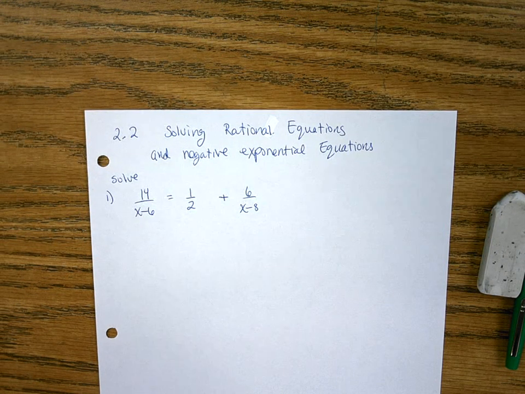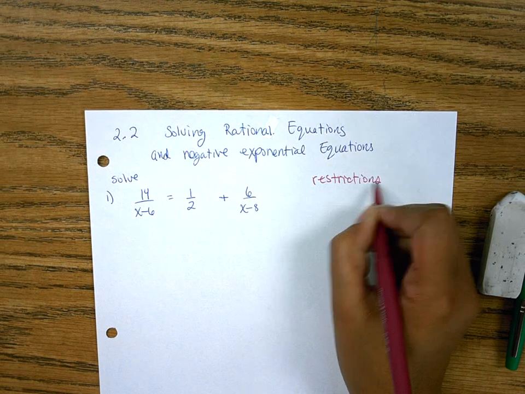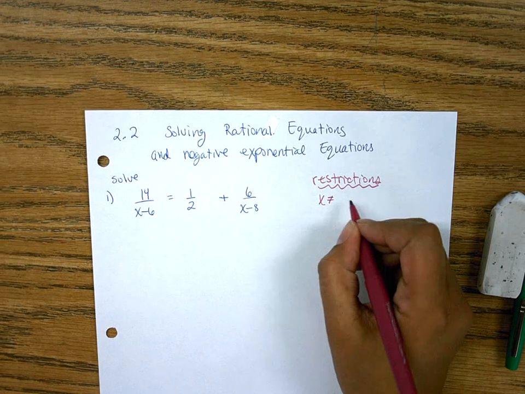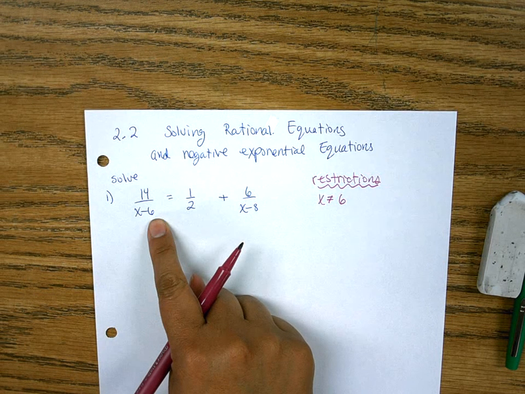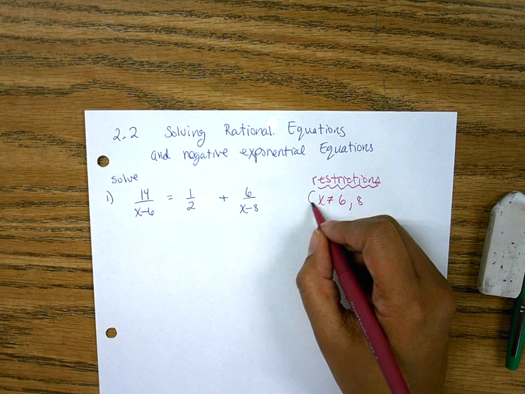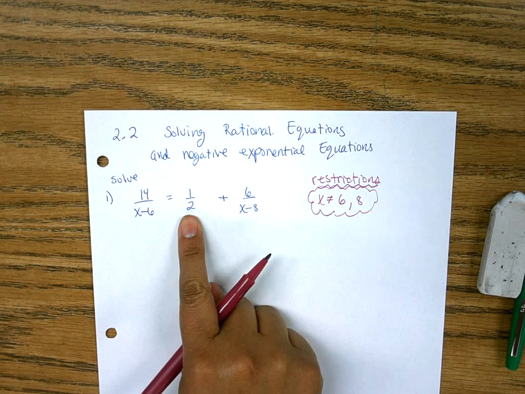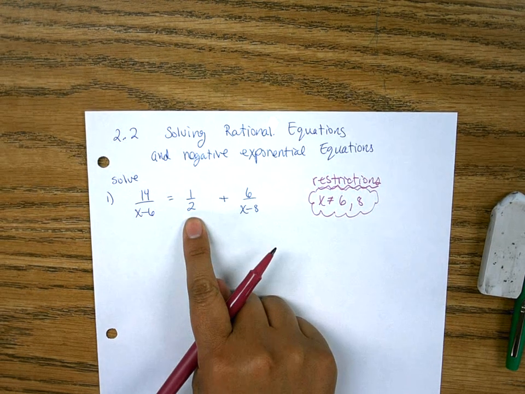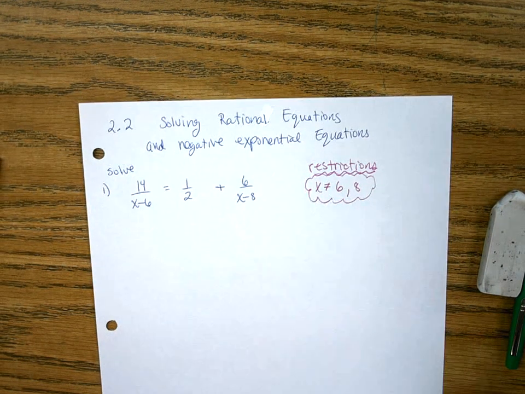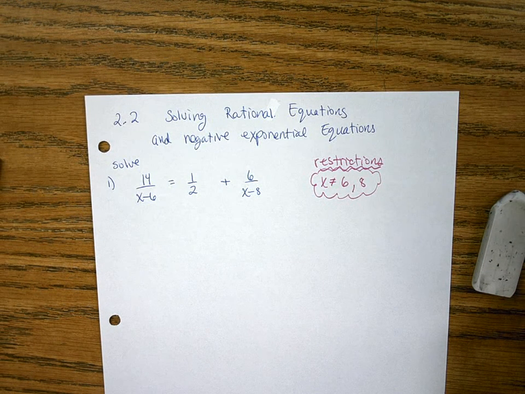Okay, so we talked yesterday about restrictions. If you have a variable in your denominator, you need to first find your restrictions, otherwise known as your domain. What can x not equal on this fraction? 6, because 6 minus 6 is 0. And what can it not equal in this fraction? 8, because 8 minus 8 is 0. All right, and that is 2 by itself. Remember, when there's no variable, that one has no restriction because there's no variable in the denominator. So 2 is not a restriction because 2 by itself is never going to equal 0.